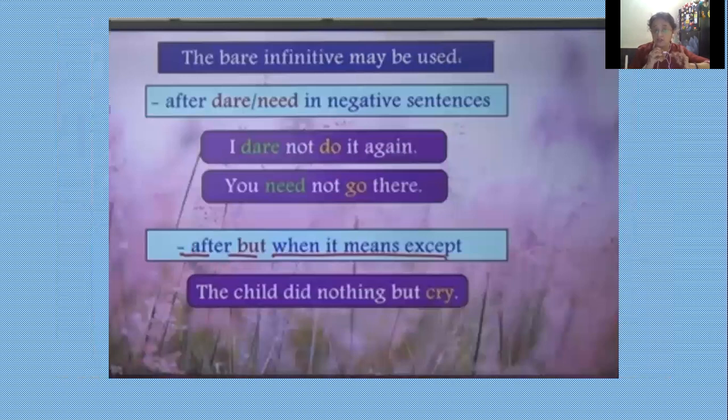I dare not do it again. Need also: "We need not to go there" is wrong. You need not go there. The child did nothing but cry. "The child did nothing but to cry" would be a wrong sentence.